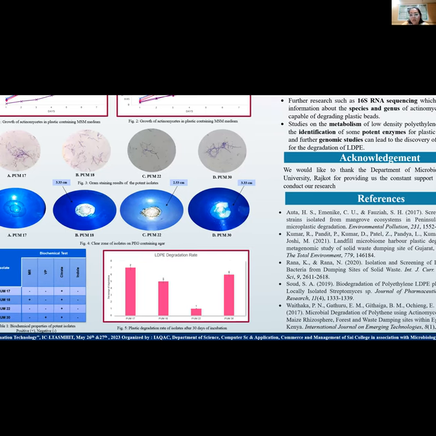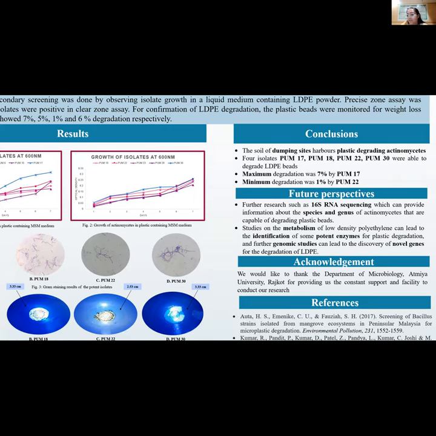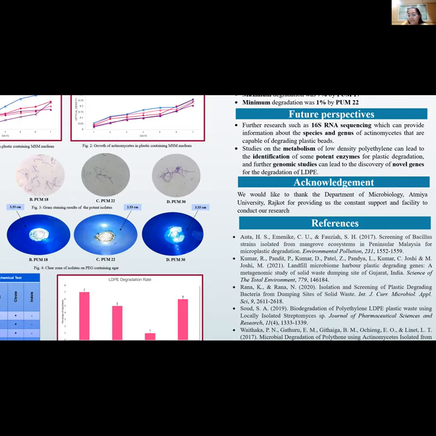Here I have concluded that the soil of dumping sites harbors plastic degrading actinomycetes. They are able to degrade plastic, and there are four isolates able to degrade plastic beads. The maximum is 7% by PUM-17 and the minimum is 1% by PUM-20. In future, we can go for 16S sequencing for identification of individual species and genus, and further metabolic studies can lead us to the identification of potent enzymes, and genomic studies can lead us to the identification of particular genes important in plastic degradation.